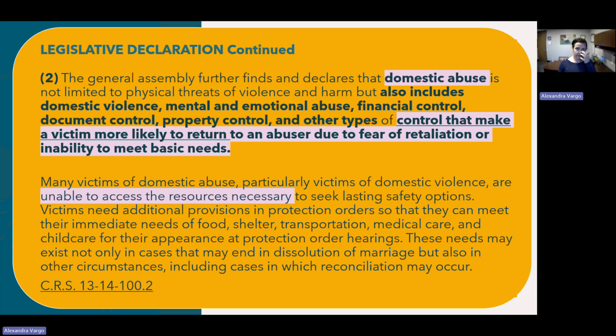But please do read through the rest of that legislative declaration, and go ahead and read through the Colorado Revised Statute 13-14-100.2, which you can find online or at the library, or if your community has a law library like they do here in El Paso County, then that would be great as well.